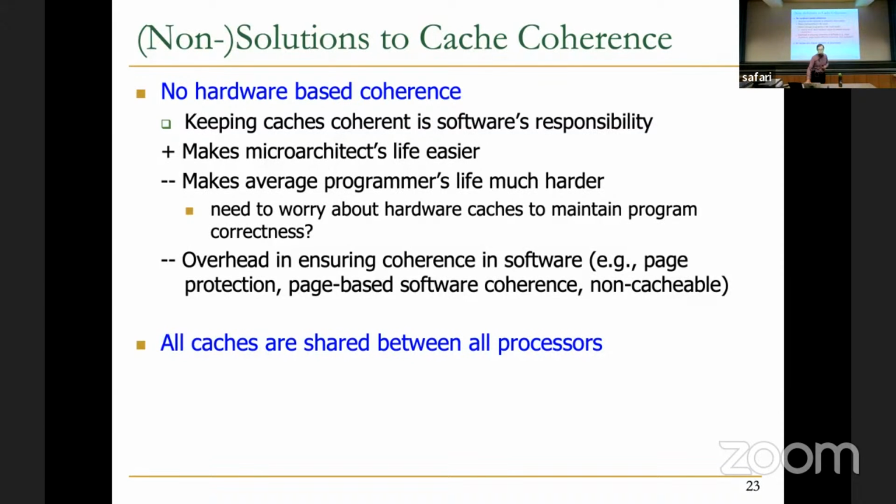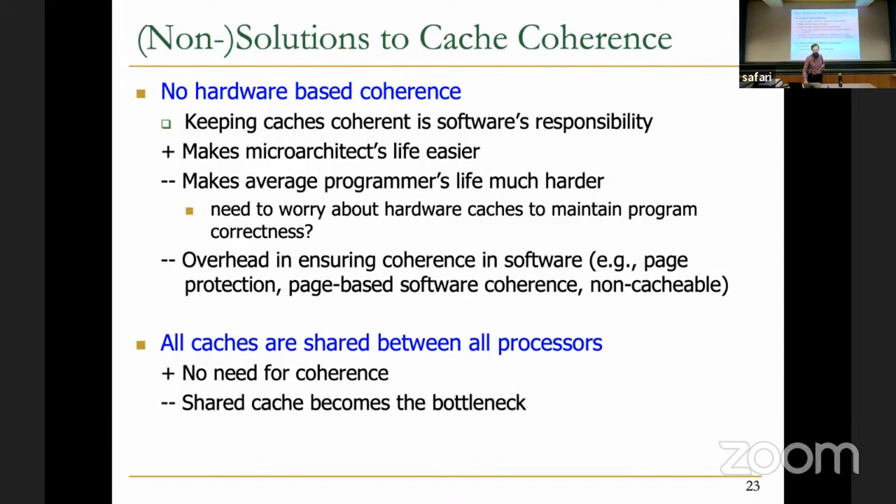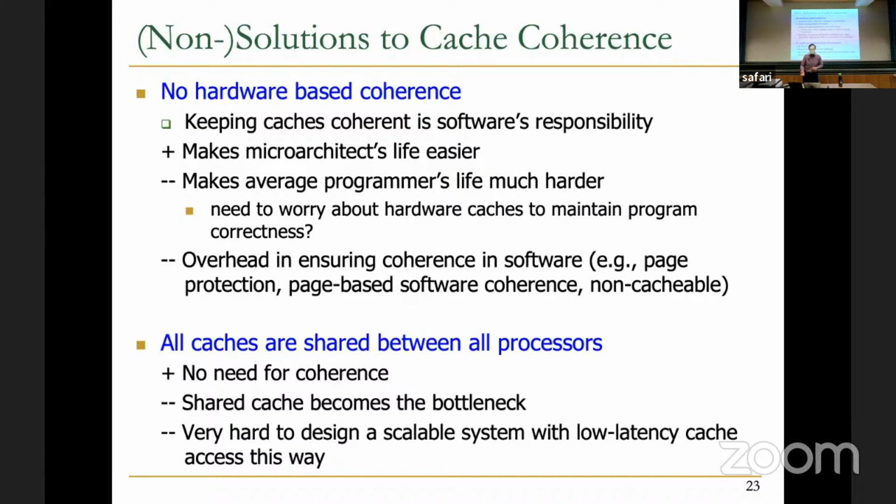Again, as I mentioned, all caches may be shared between all processors. You can assume that. Clearly, there's no need for coherence, so we shouldn't be having this lecture if this was the case, but this is impossible to do, especially in large-scale systems, because shared cache becomes a bottleneck and it is very hard to design a scalable system with low latency cache access this way. That's why we have a cache hierarchy. There are private caches in between levels. L1 cache is private. You have instruction and data. L2 caches are private in many systems today, actually.